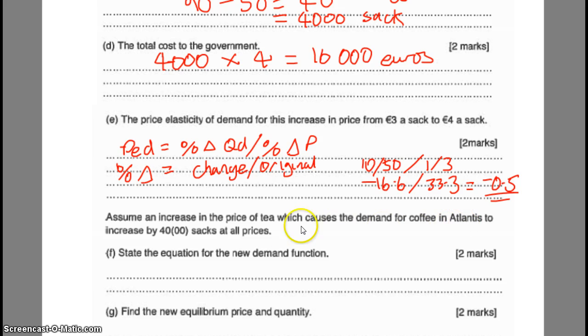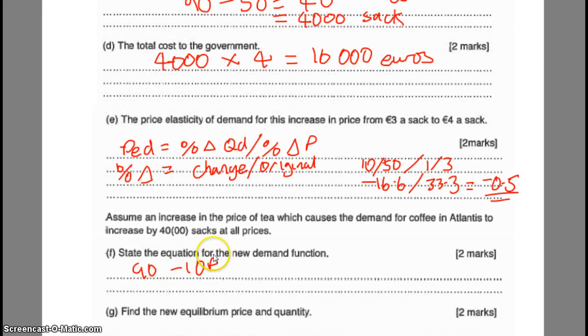Again, should have been a really easy answer, and it was for most of you. The original formula was 90 minus 10p, and this says the price of tea causes the demand for coffee in Atlantis to increase by 40 sacks at all prices, so 4,000, so this is in hundreds. Therefore, because it's the price of tea which causes demand for coffee in Atlantis to increase at all prices, we're talking about this variable A. This is the variable that doesn't change.